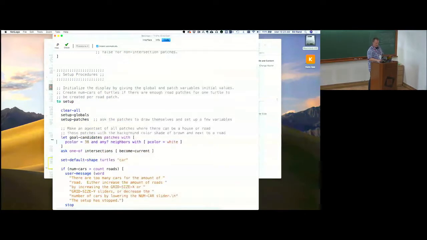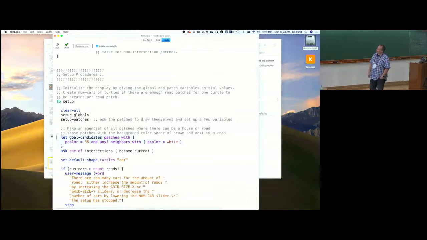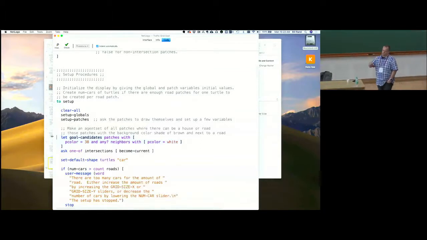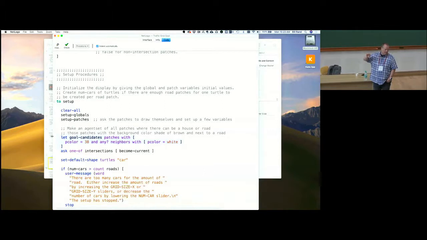the goal candidates are patches with P color equals 38, which is that tan color, and any of their neighbors are white, which means those are the roads. And so we've identified all those patches now as the potential places. And then the house is just one of those. And the work is one of those that's not the house.